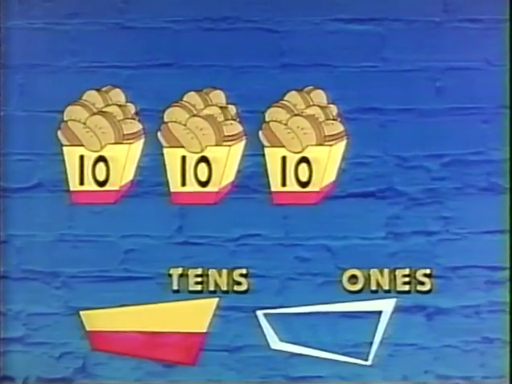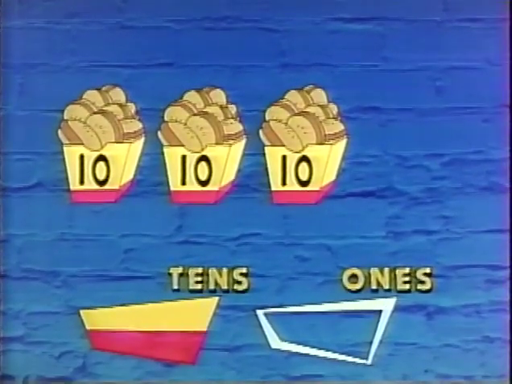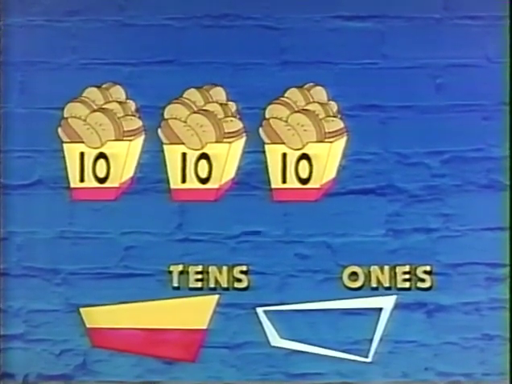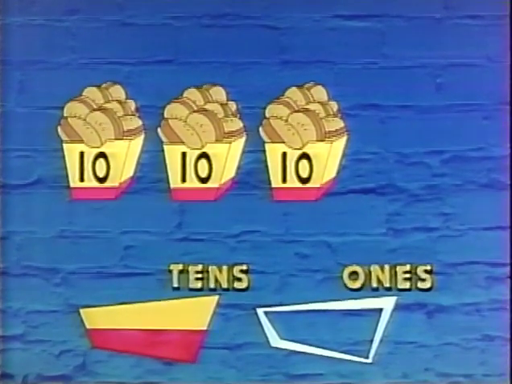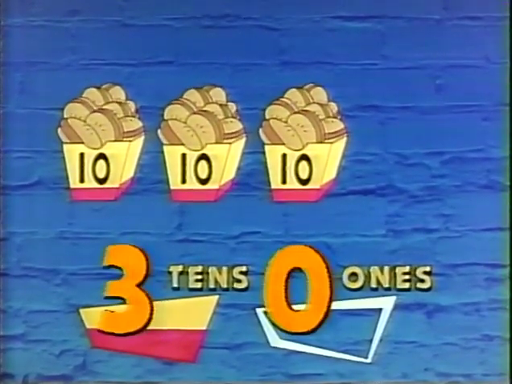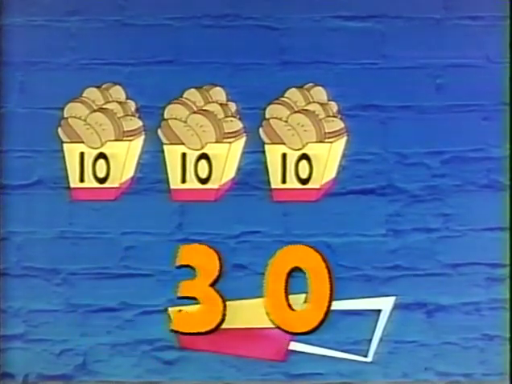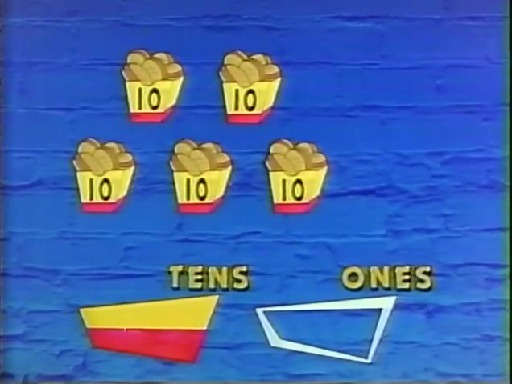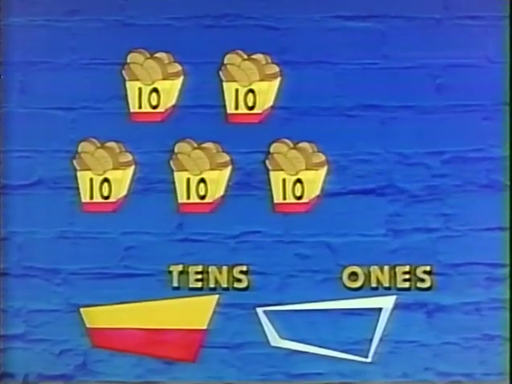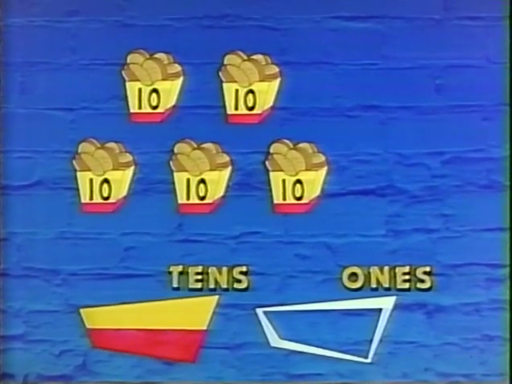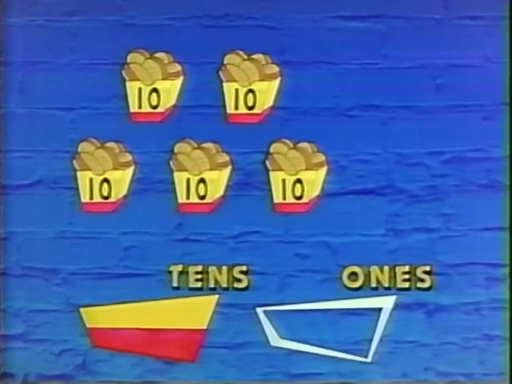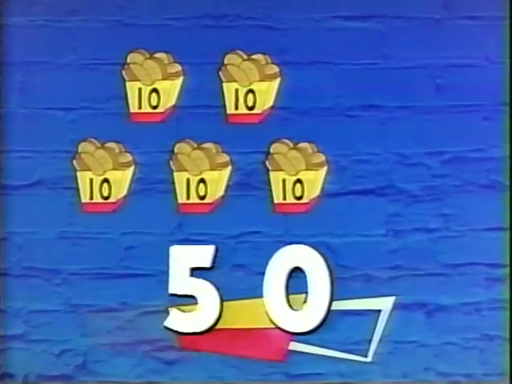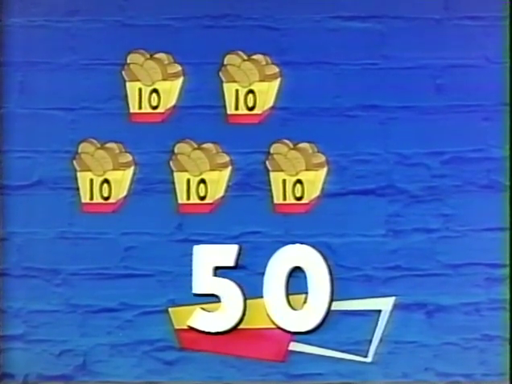Here are some hamburgers. Each bag has 10 burgers. How many burgers are there? And we write the numerals 3 and 0 to make the double-digit numeral 30. Here are some more hamburgers. How many are there now? And we write the numerals 5 and 0 to make the double-digit numeral 50.